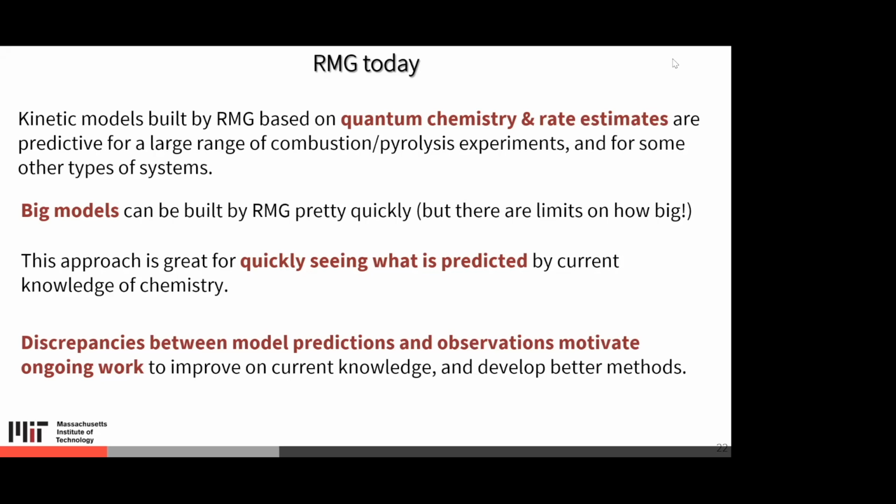And you'll see discrepancies sometimes between the model predictions and experiments. You should think of that as a positive thing, that that's showing where we can learn more, where the current knowledge is insufficient to understand chemistry. And the things that are predicted correctly, you don't need to spend any more time on them because that's already well understood.